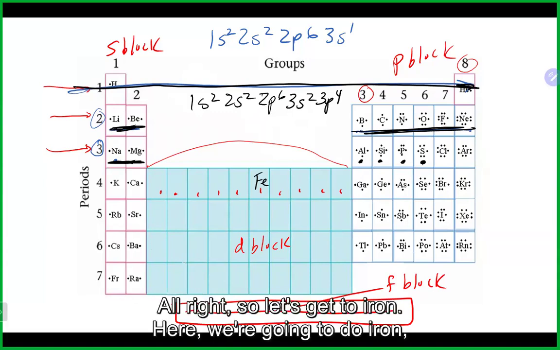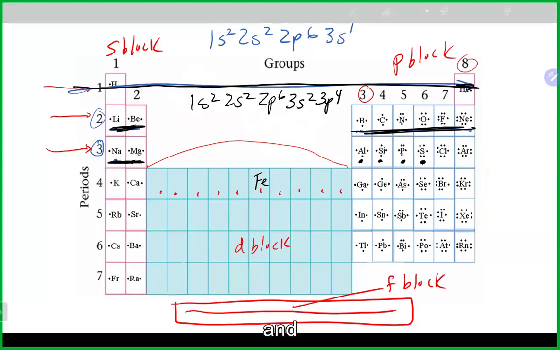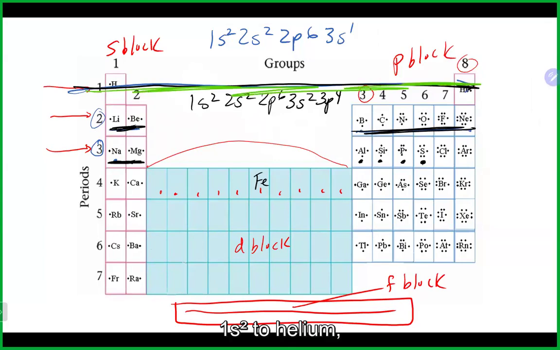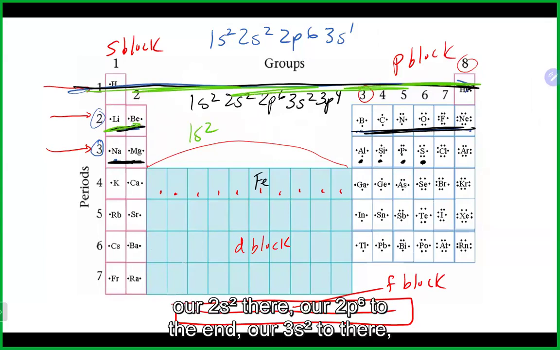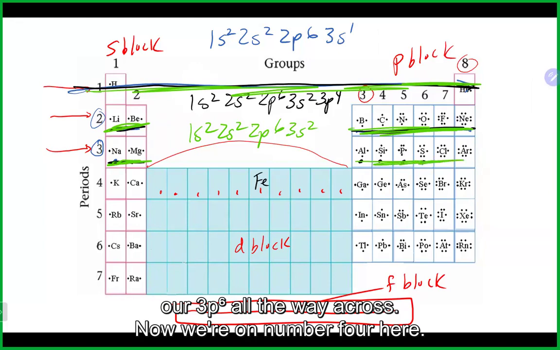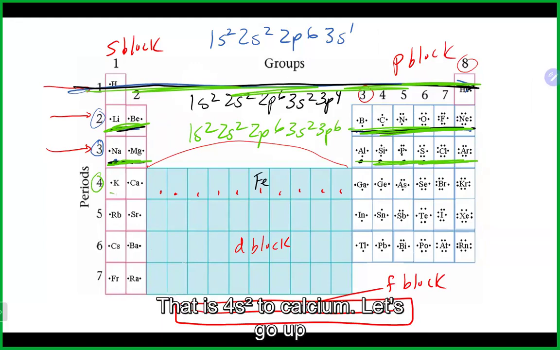All right, so let's get to iron here. We're going to do iron, and we'll go this way. So again, with iron, we're going to do our 1s2 to helium, our 2s2 there, our 2p6 to the end, our 3s2 to there, our 3p6 all the way across. Now we're on number 4 here. That is 4s2 to calcium. Let's go up this way.